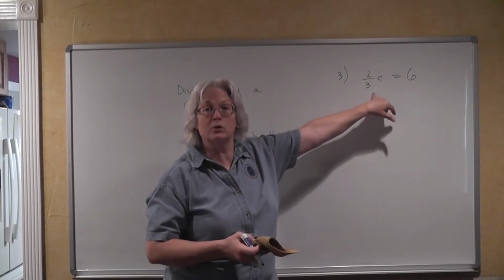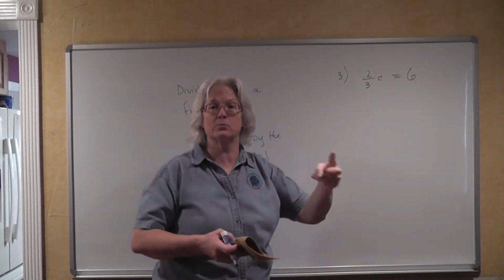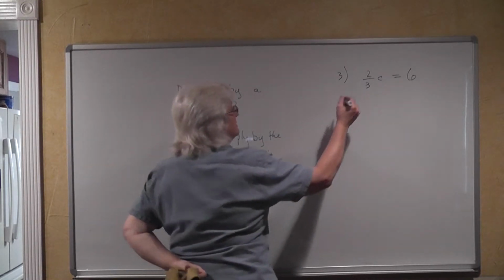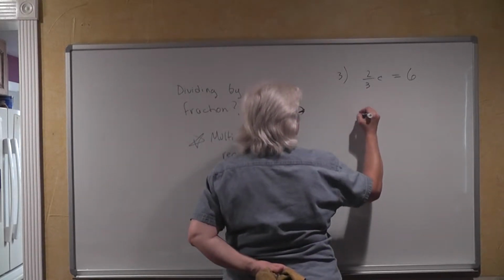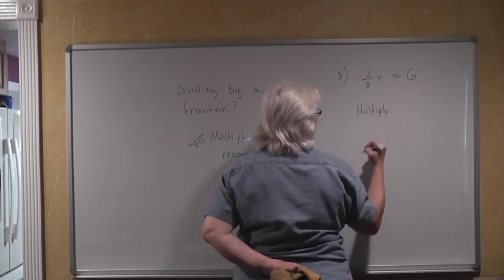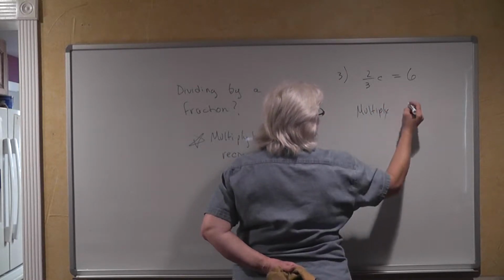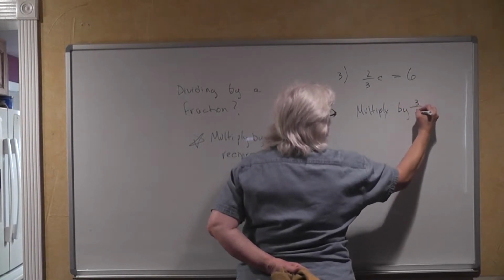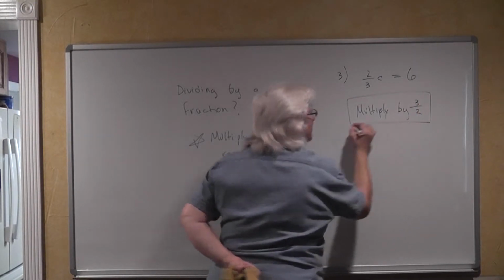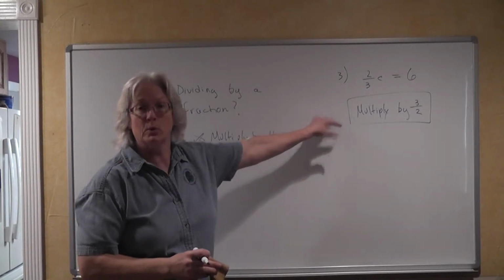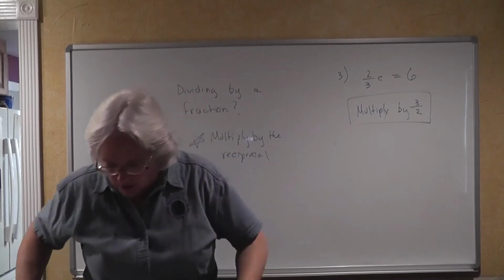So what is the reciprocal of 2/3? You find the reciprocal by taking the fraction, standing it on its head. So all they wanted you to say is what is the very first step you're going to have, and you're going to multiply both sides of this equation by the reciprocal of 2/3, which is 3/2. So we want to multiply by the reciprocal.